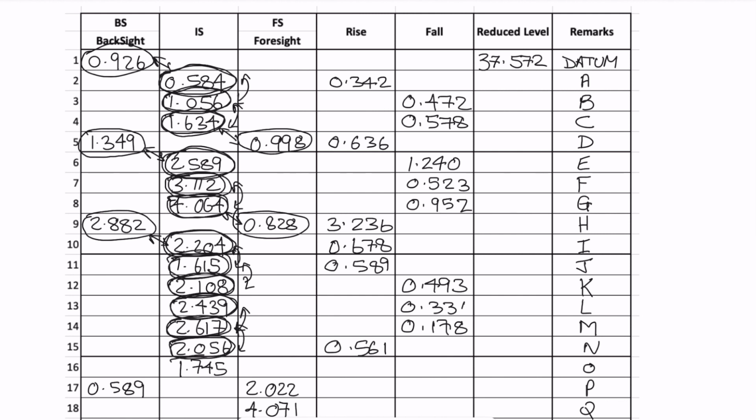Next pair of readings, work out the absolute difference. Second reading is smaller than the preceding reading. That represents a rise. Then the next pair of readings, work out the difference. Second reading is larger than the preceding reading. Therefore, that will be a fall.